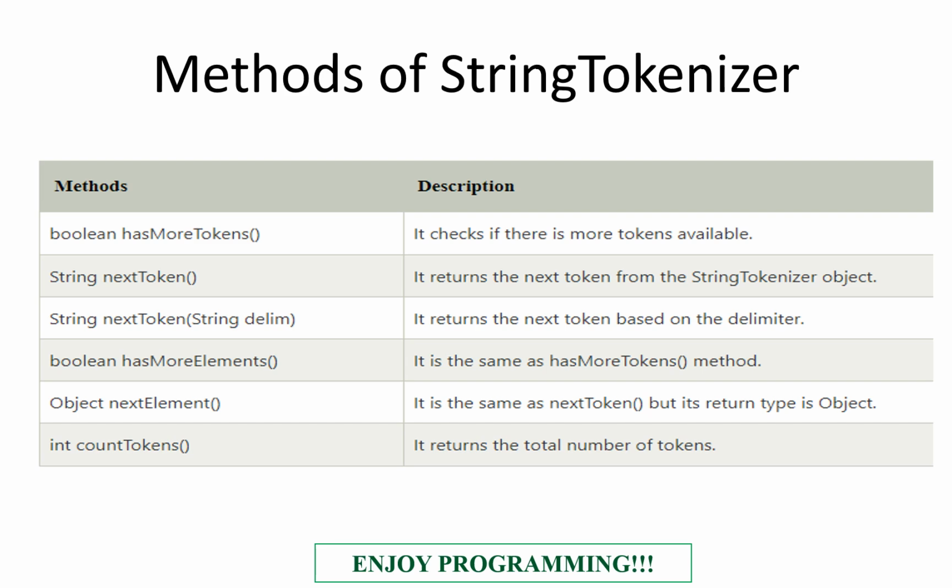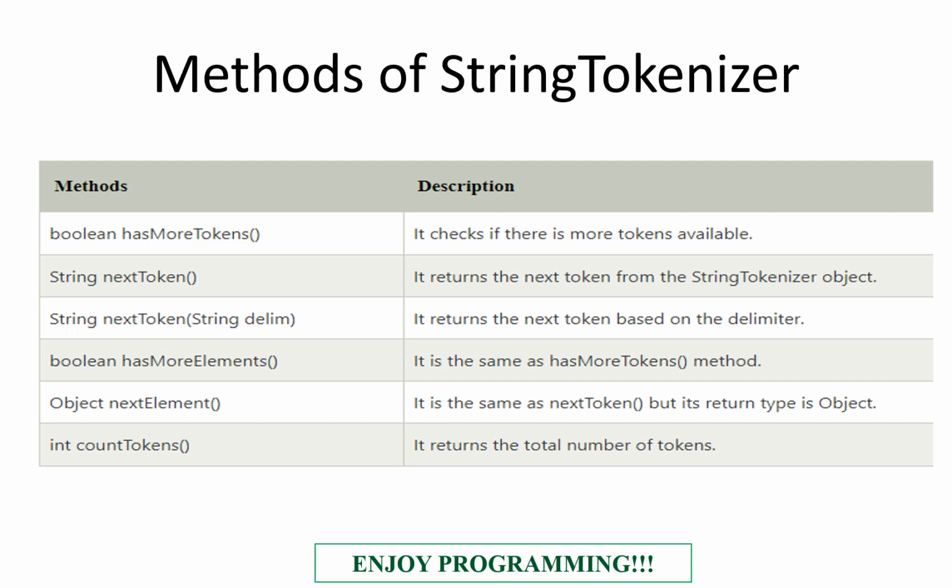The next method is hasMoreElements. This will return the same value as hasMoreTokens, but it implements the Enumeration interface. That's the difference between hasMoreTokens and hasMoreElements. The purpose is the same. Both will return true if there are more tokens available in the string, else they will return false. But in the latter case, this is connected with the Enumeration interface.